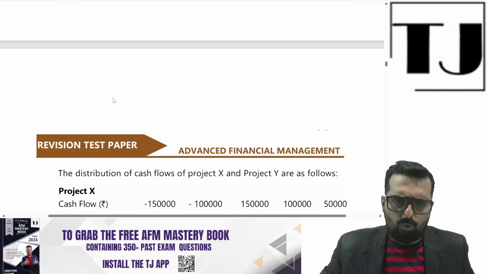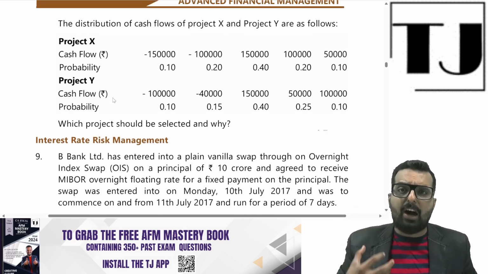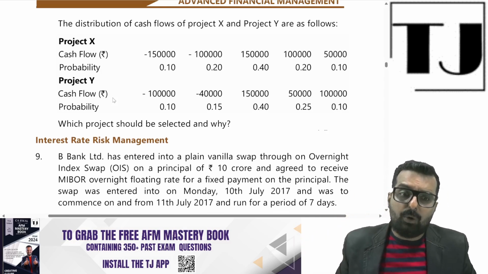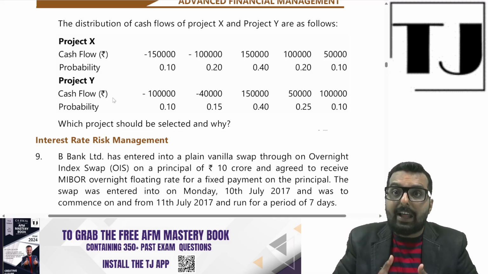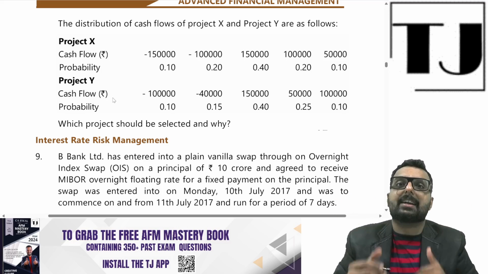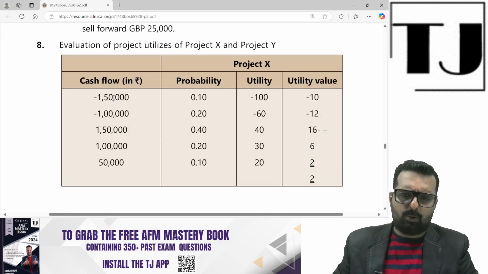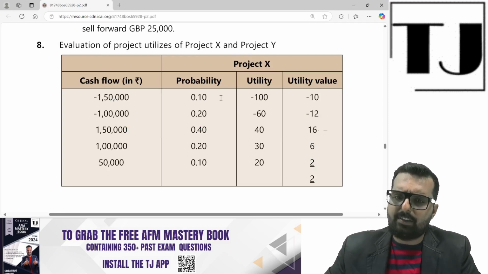100. So what we have to do is, for each of these cash flows, we have to find out the corresponding util value. Then we are supposed to multiply with the probability so that we can get the expected utility. Or in other words, I'll just show you that over here now. Look at this, minus 1,50,000 has a utility of minus 100, correct? Probability is given, so you get the utility as minus 10.